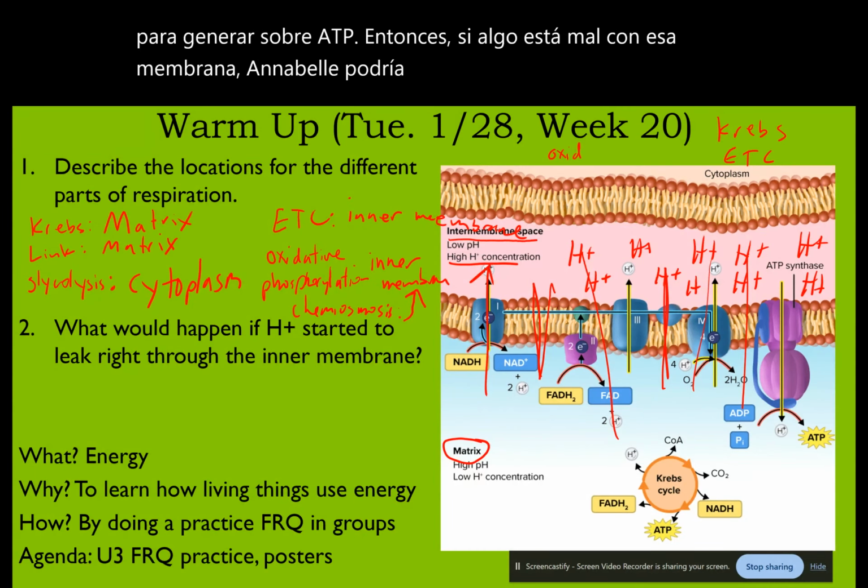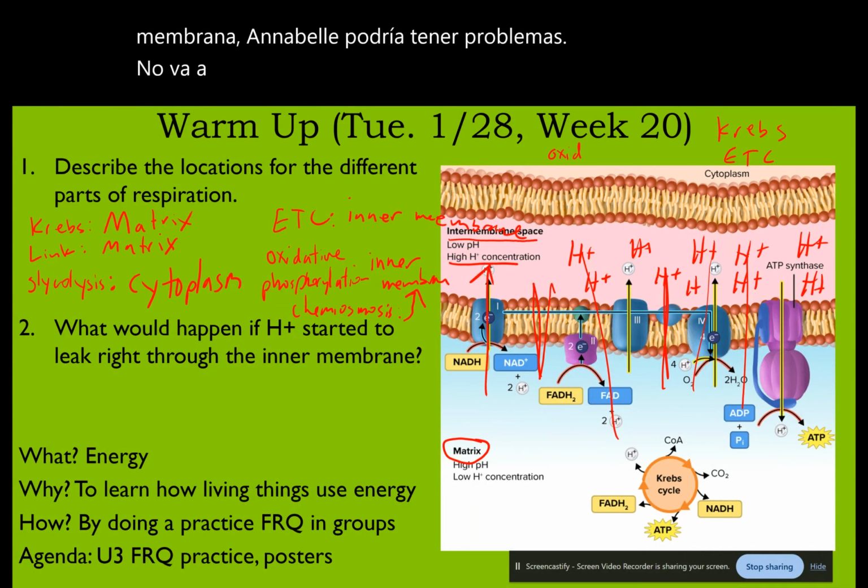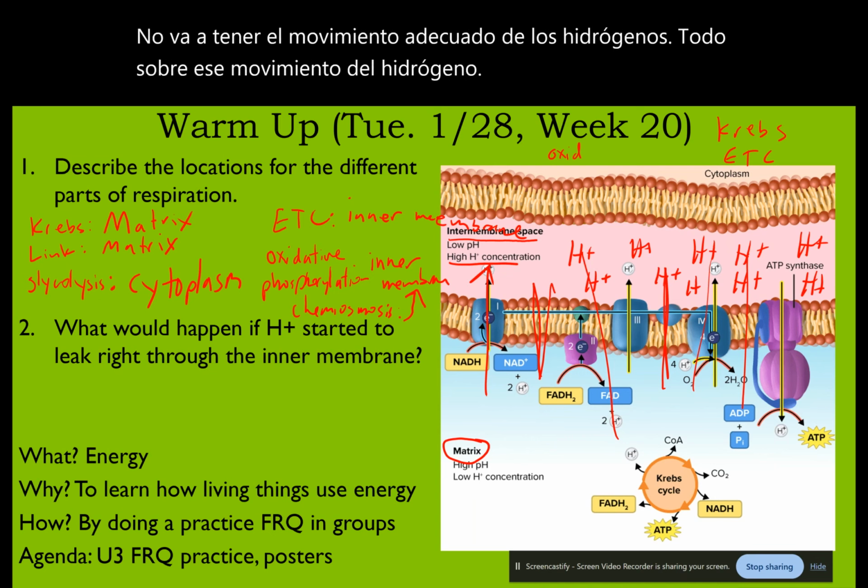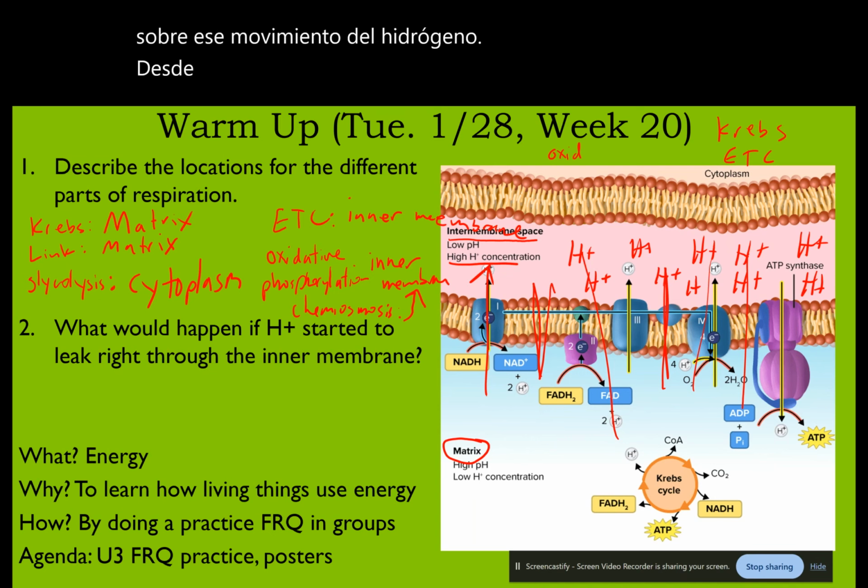Not going to have the proper movement of hydrogen. It's all about that hydrogen movement from the intermembrane space back into the matrix to generate that ATP.